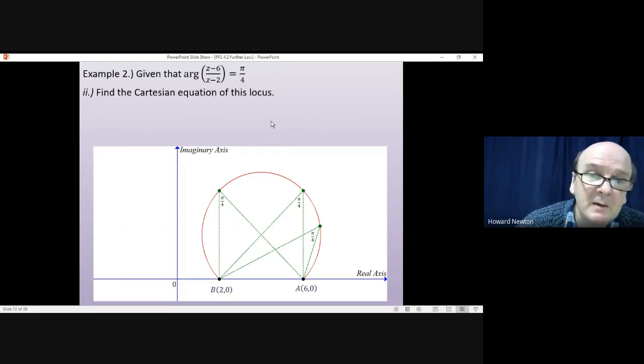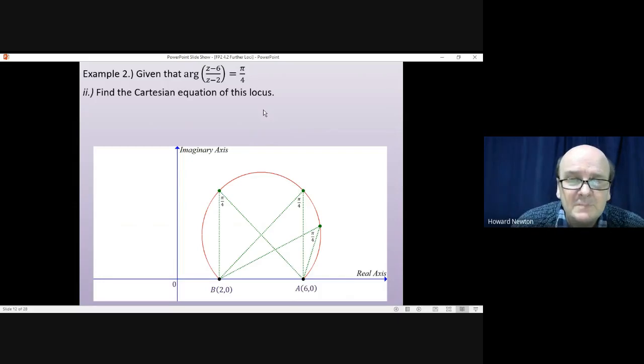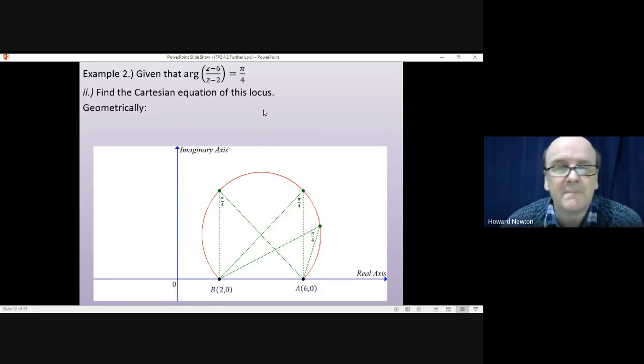Okay, part 2, find the Cartesian equation of this locus. And we'll do this by 2 methods. We will do it both by the geometric method and the algebraic method, just to see how the 2 methods look. Now, the geometric method is quite hard to guess, but I'll let you have a go at guessing it. So if you want to have a go, pause the video now, see if you can do it, and then come back to me when you're ready.